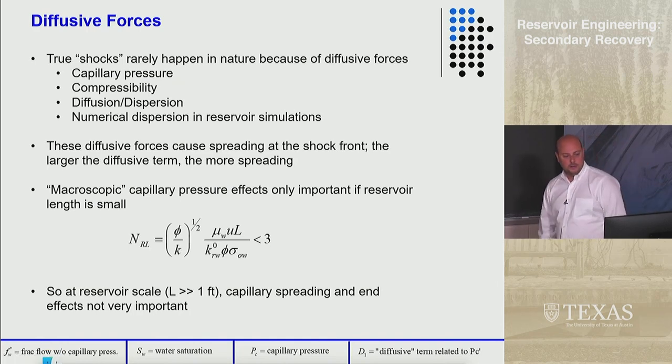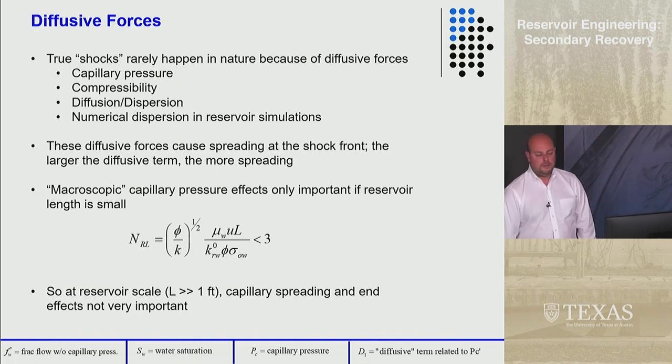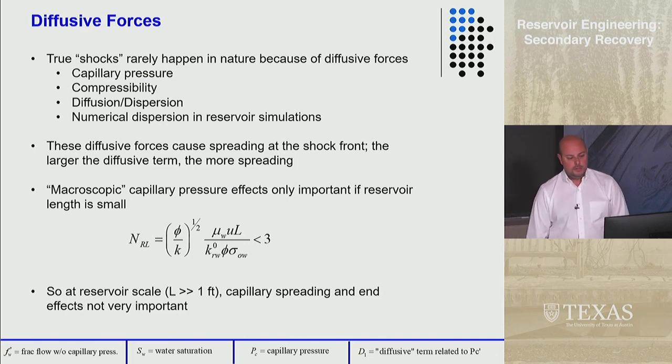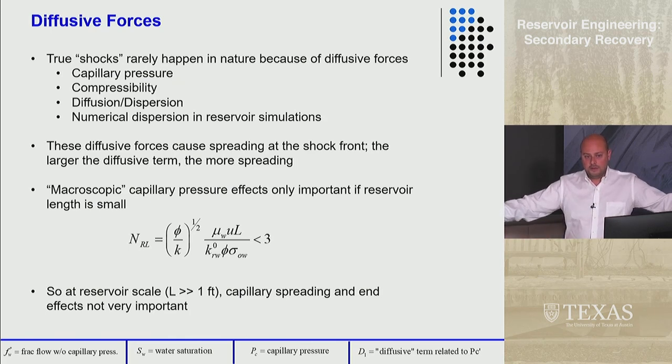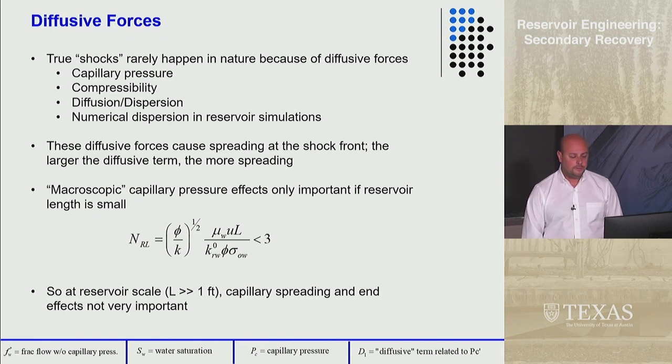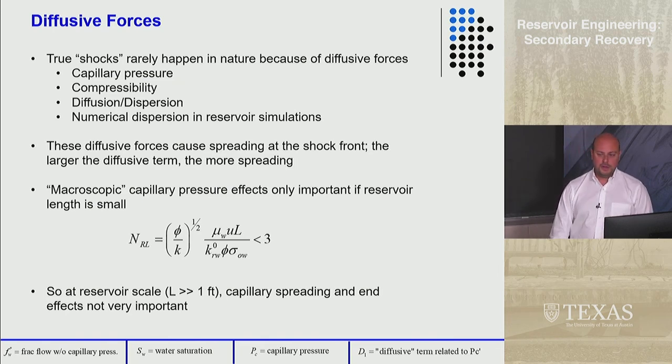So at the reservoir scale, the length is much, much greater than a foot. You're less likely to have capillary spreading. You might have other types of diffusive forces. There's also something that's called end effects. End effects are obviously things that happen at the ends of the reservoir. I think common sense will tell you if you go to a big enough scale, then things that happen at the ends are not quite as important. I'm not sure if we'll have time to talk about capillary end effects, but that's something that concerns us when we do experiments in the laboratory for upscaling into field studies.